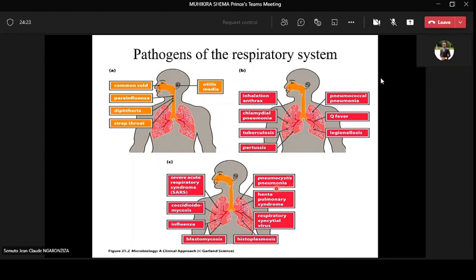So we have pneumocystis pneumonia, we have all these, also histoplasmosis, which affect this. So in brief, we also have bacteria, as you see. We have pneumococcal pneumonia, Q fever, and legionellosis. We have tuberculosis. We have pathogens. I think we will see this. All these are more of bacteria.